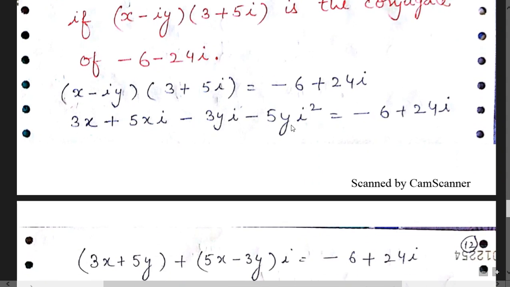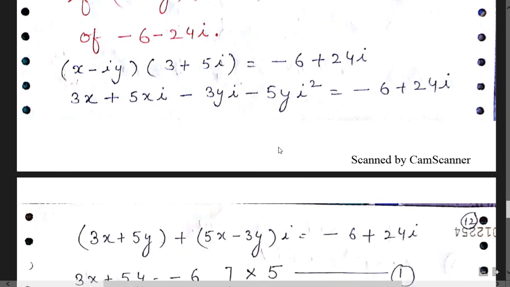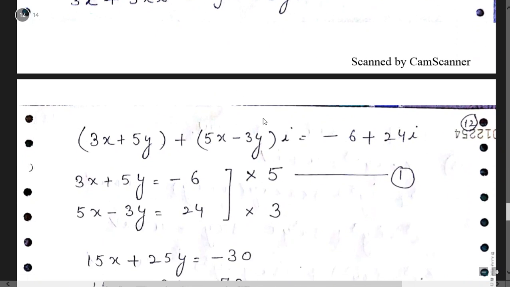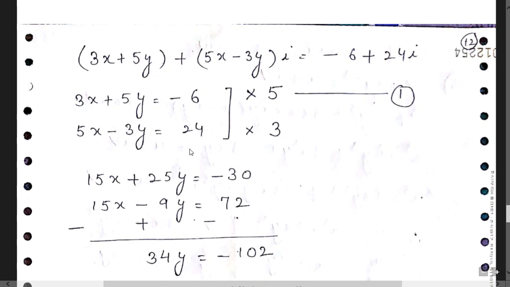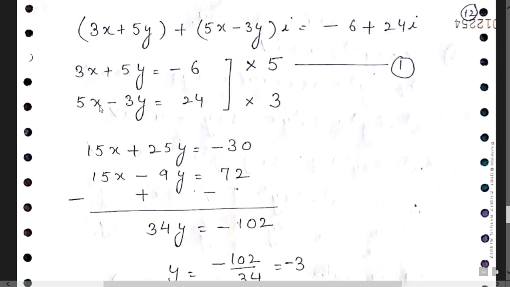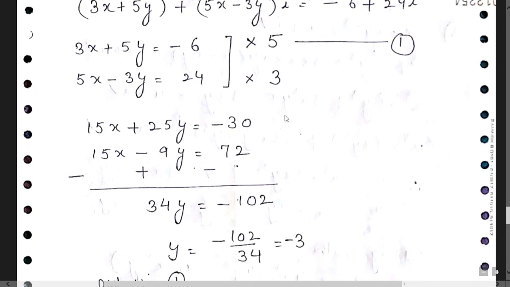Now simply multiply the terms. Then separate the real and imaginary terms. Then equate the real and imaginary terms on the left-hand side and right-hand side. It is a simple calculation of linear equations. Multiply by 5 in the first equation and multiply by 3 in the second.